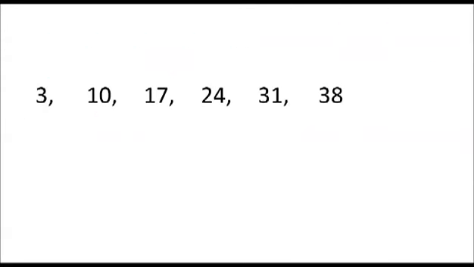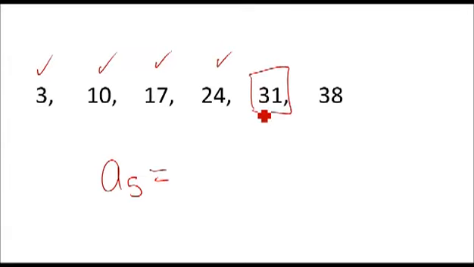So if I'm looking at this sequence again without any ink on the screen, I could ask, what is a sub 5? This question is asking what is the value of the fifth term in this sequence. Given this sequence, here's the first, the second, the third, the fourth. This is the fifth. So a sub 5 equals 31. For this particular sequence, the fifth term has a value of 31.